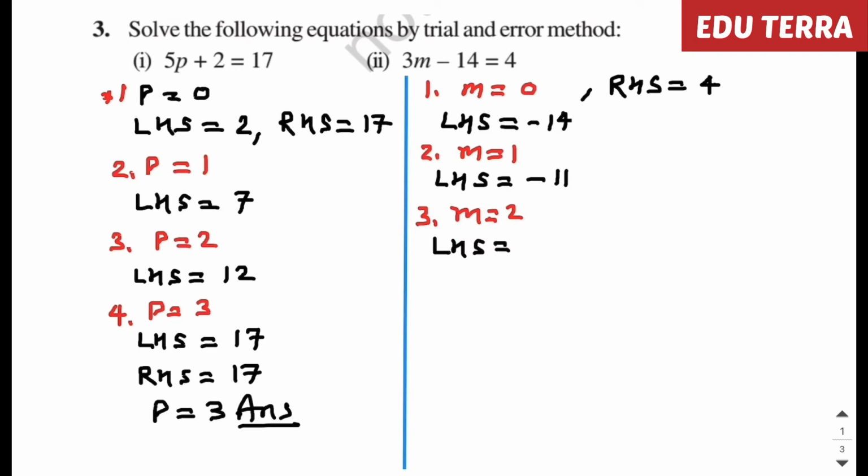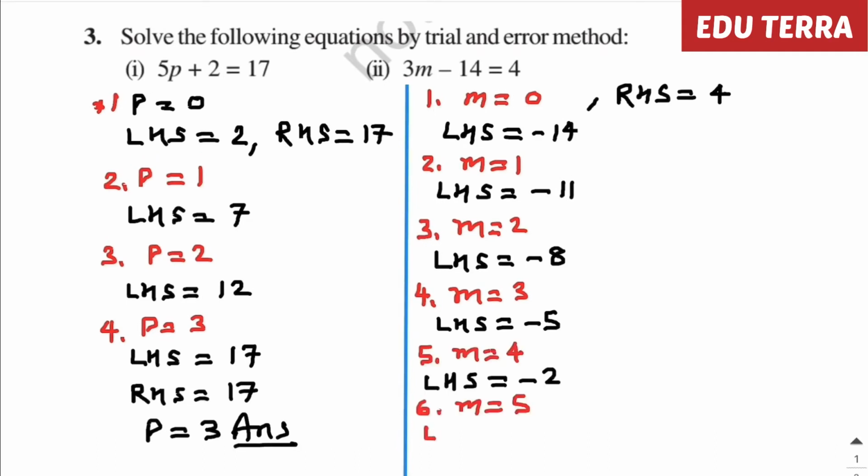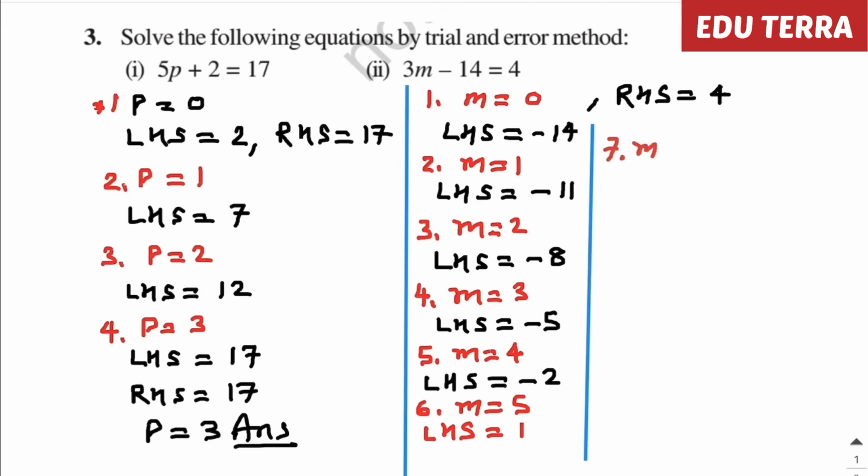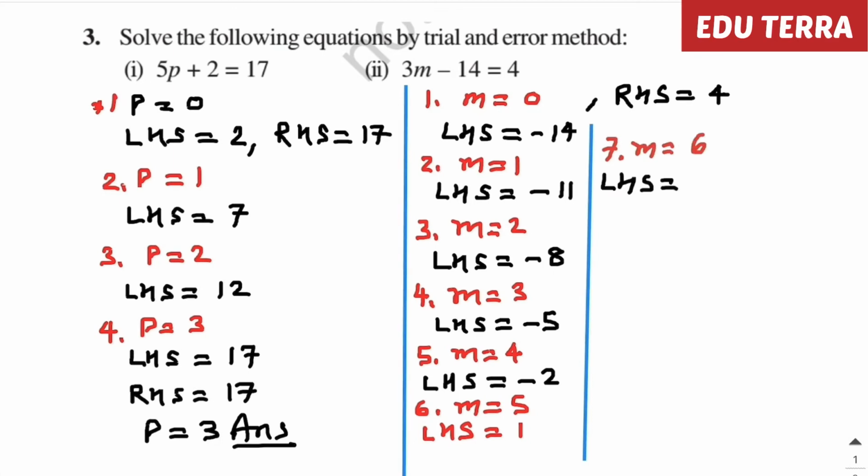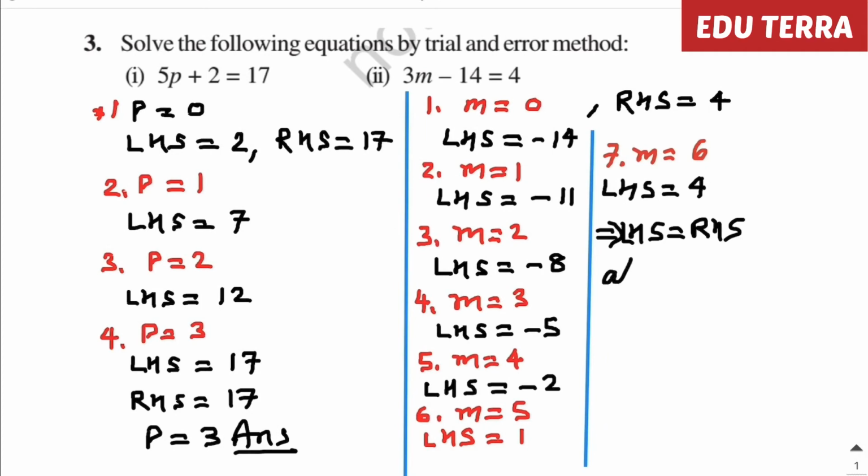Now m equals 2: 2 3s are 6, so minus 8. Then m equals 3: 3 3s are 9, 9 minus 14, so LHS equals minus 5. Now for m equals 6: 6 3s are 18 minus 14. So 18 minus 14 equals 4 at m equals 6. So this is our answer.